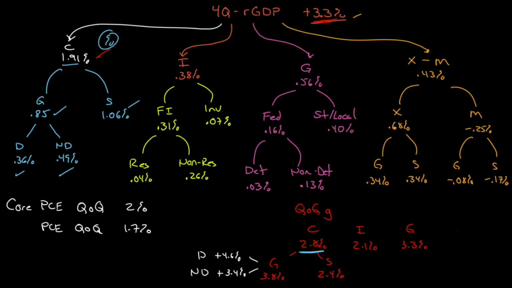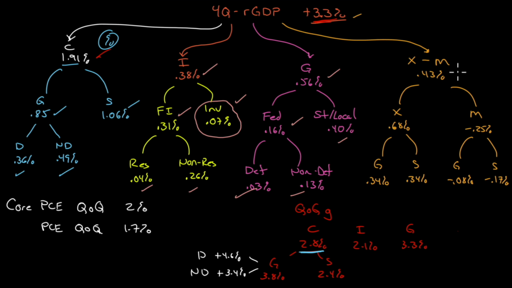Investment, which is one of the more volatile components of GDP, 0.38. Fixed investment, 0.31, both residential and non-residential. And one of the most difficult to predict is inventory. Almost nothing happening there, 0.07. For government, 0.56, Fed and local both contributing, and for the Fed, both defense and non-defense contributing.